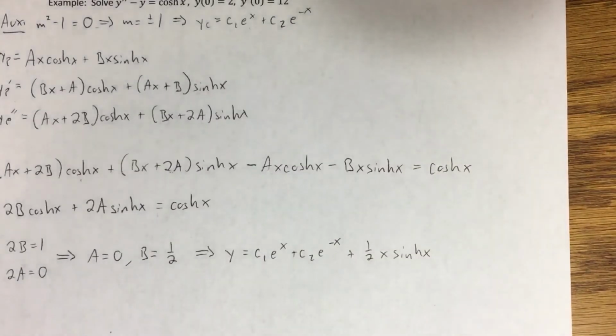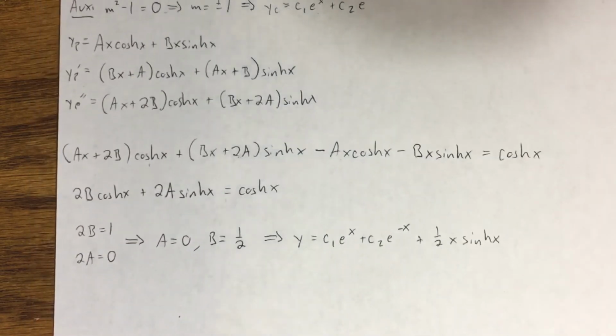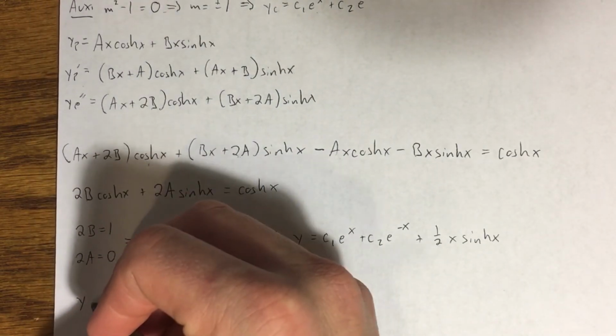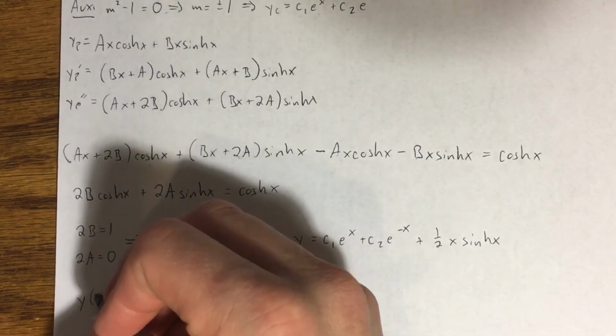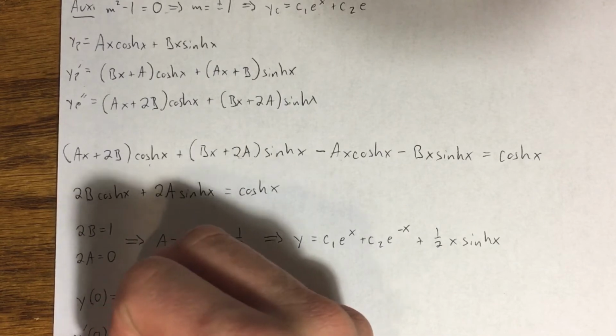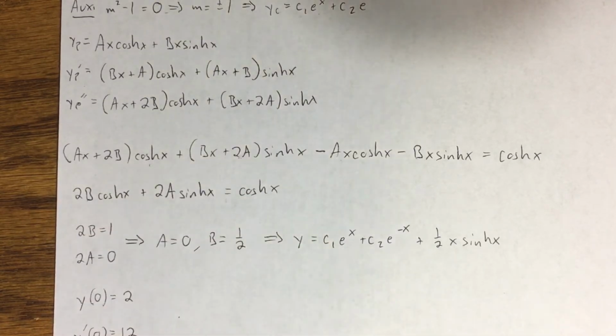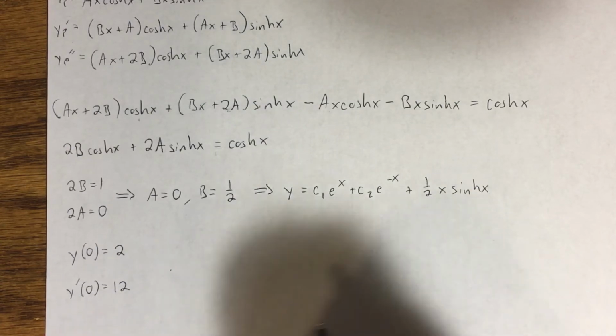Now, we're not done because, again, remember, this is an IVP. We have initial conditions, right? So we have this, y of 0 equals 2, and y prime of 0 equals 12. That's what our initial conditions were. In order to use these, notice I need to know what y prime looks like.